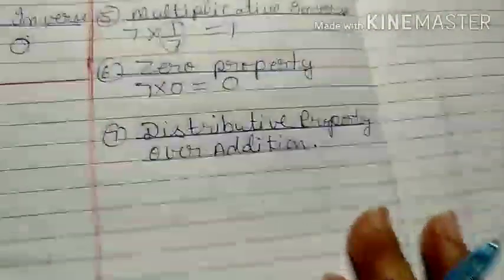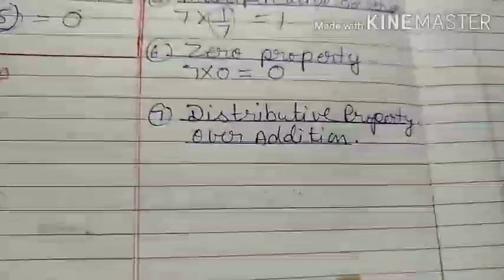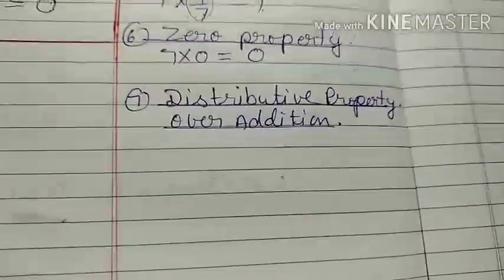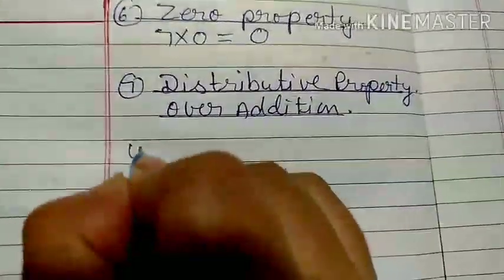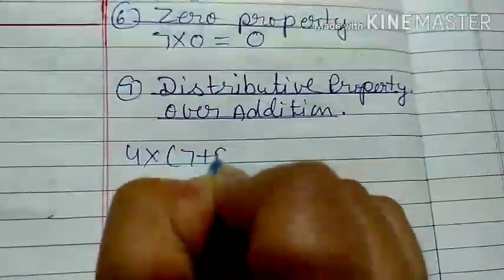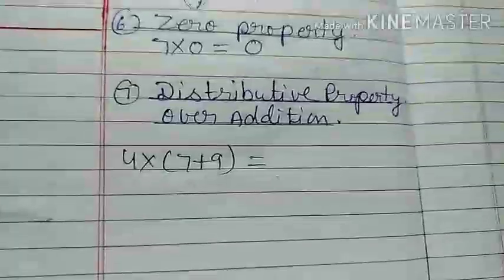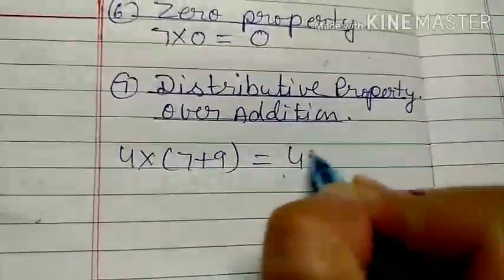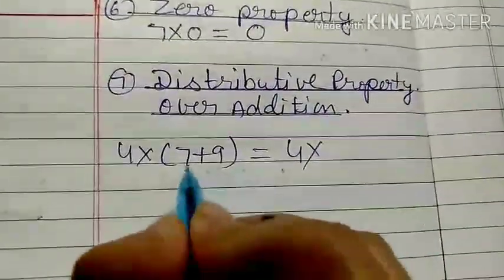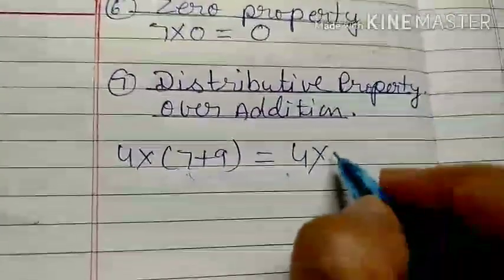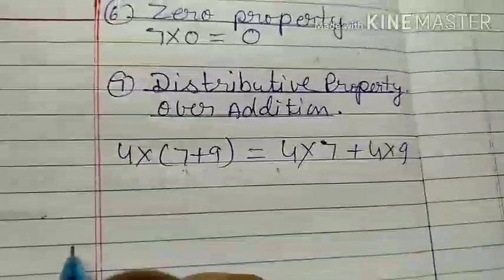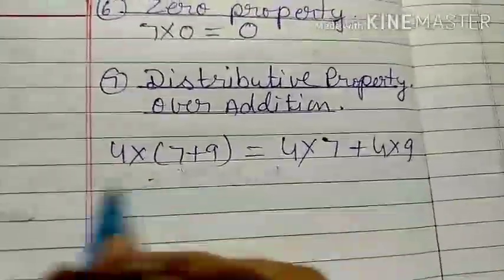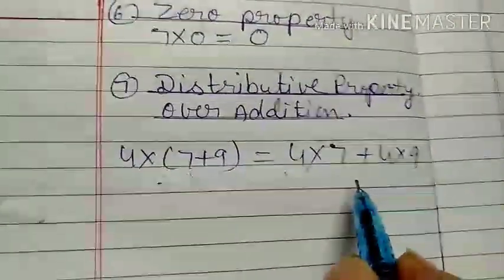Next is the distributive property. Distributive property means if there is a combination of addition and multiplication both, like 4 into 7 plus 9, you multiply the 4 by each number in the bracket, like 4 into 7 plus 4 into 9. So this is the distributive property. We can check whether my answer is the same on both sides or not.